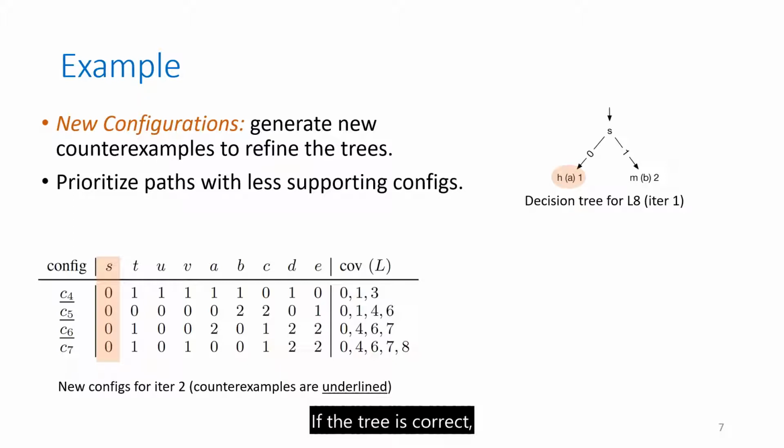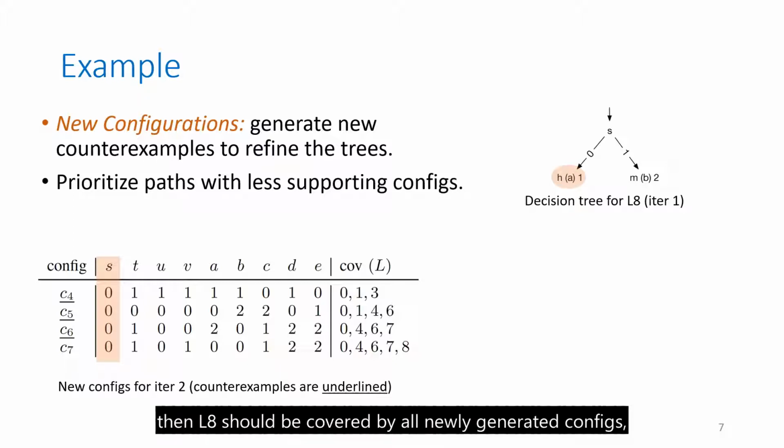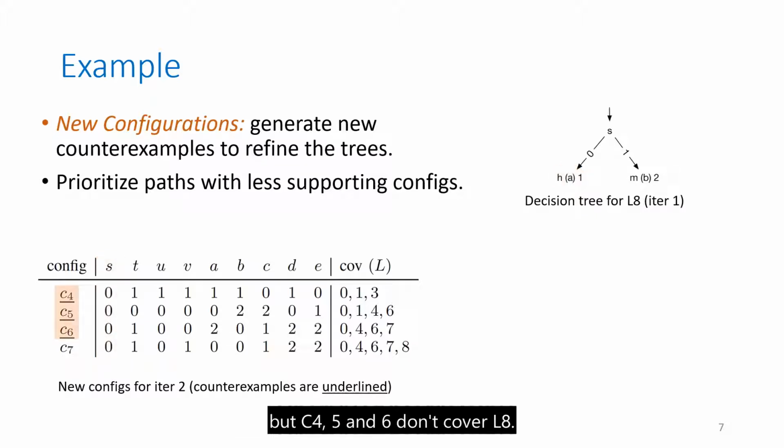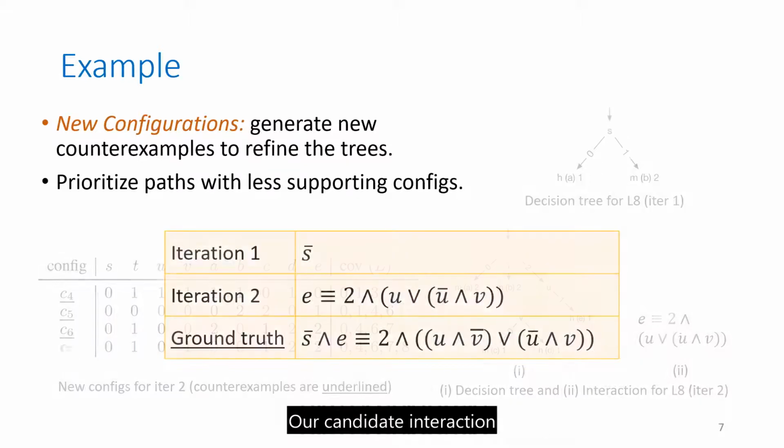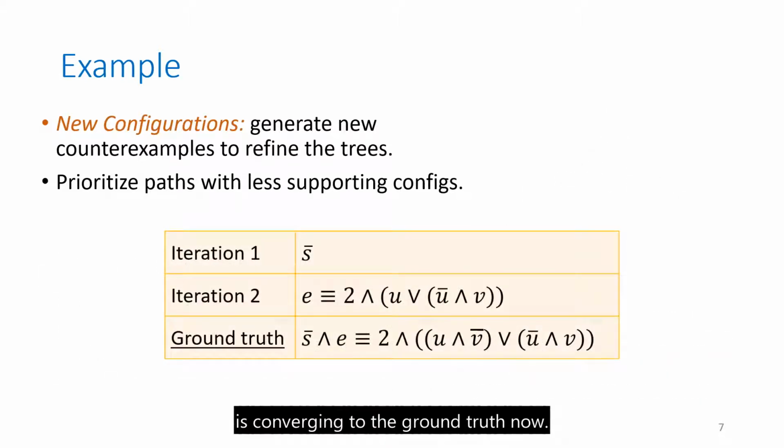If the tree is correct, then L8 should be covered by all newly generated configs. But C4, 5, and 6 don't cover L8. We found 3 counterexamples. So we rebuild the decision tree for L8. Our candidate interaction is converging to the ground truth now.